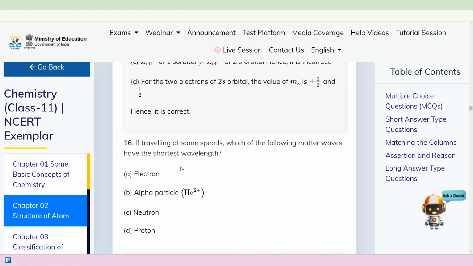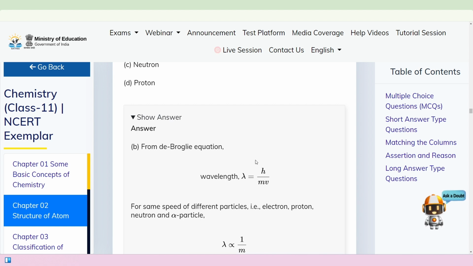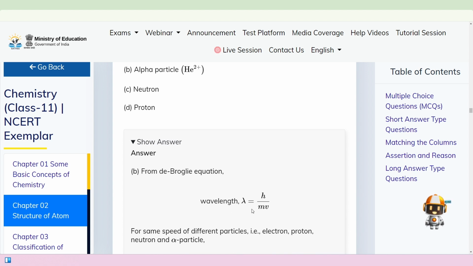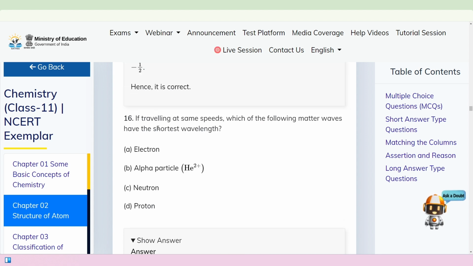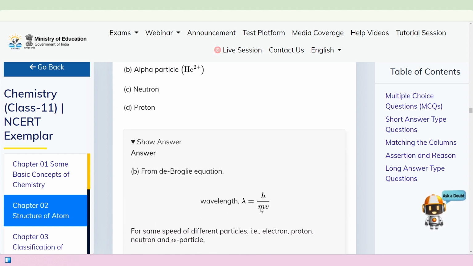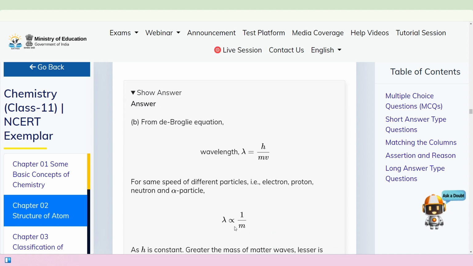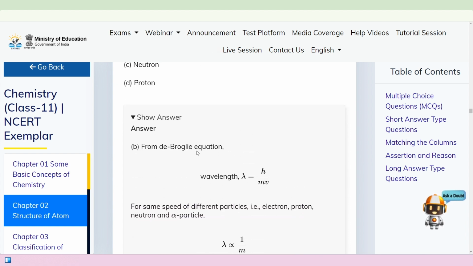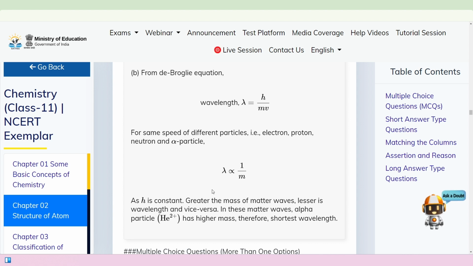If all of these are traveling at the same speed, which of these will have the shortest wavelength? We know that lambda equals h by mv, according to the de Broglie equation. It is very obvious. Now h is constant, and velocity is provided as constant. The only variable left to consider is mass. So lambda is inversely proportional to mass. The one with the smaller mass will have the greatest wavelength, because they are inversely proportional.